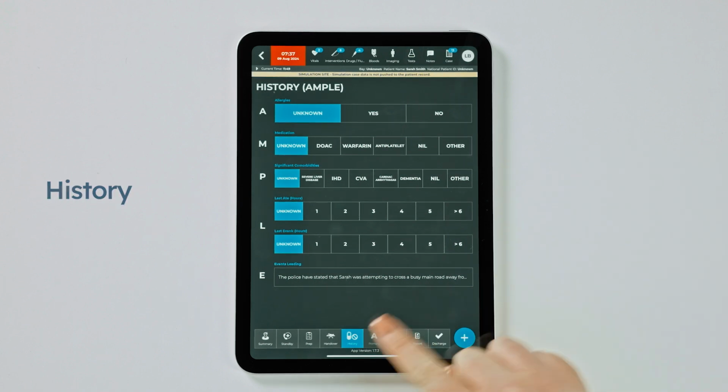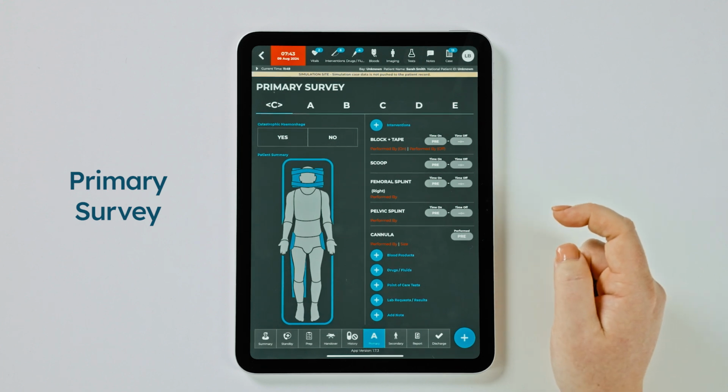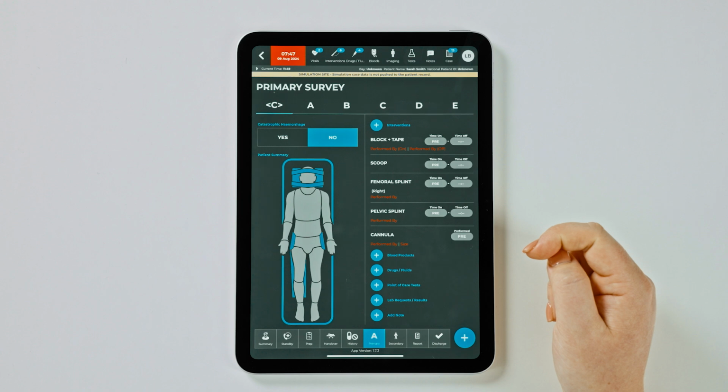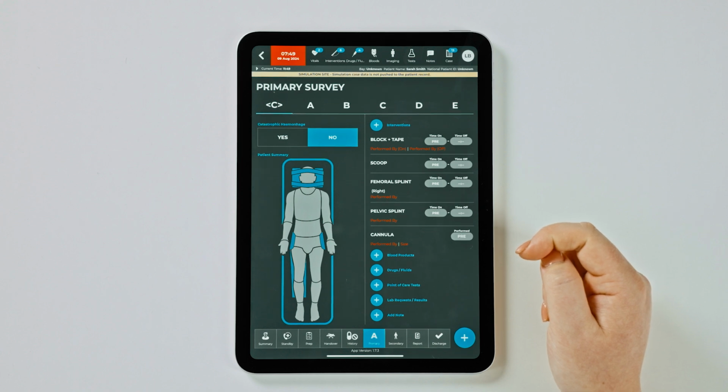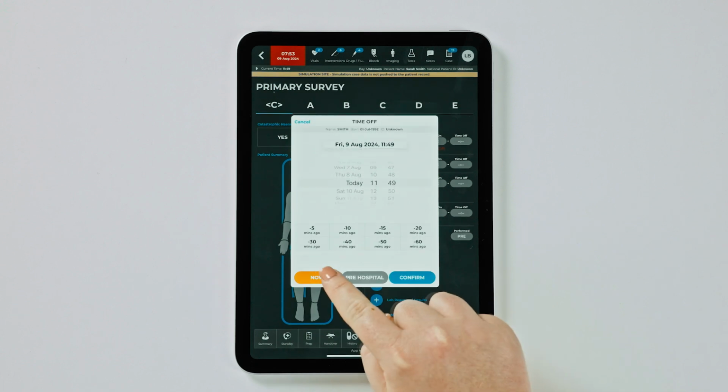The team now begin the primary survey, starting with the catastrophic hemorrhage. Sarah does not appear to have any evidence of a catastrophic hemorrhage. However, her C-spine protection remains in place. Sarah is removed from the scoop.